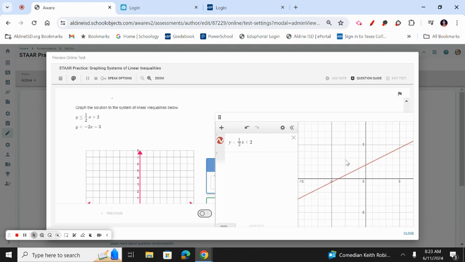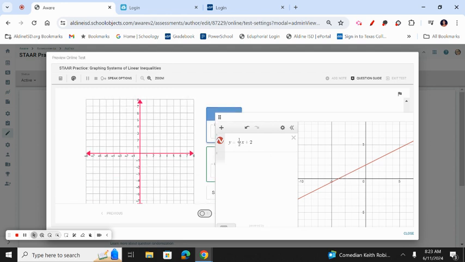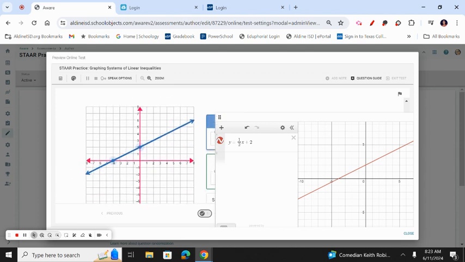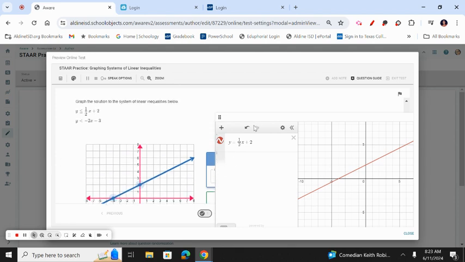So it was positive 2 and negative 4. Positive 2, negative 4, and it draws the line for you, matches this. And then we want it to be equal to, so it's still a solid line. Alright, we go to the next equation. Negative 2x minus 3.